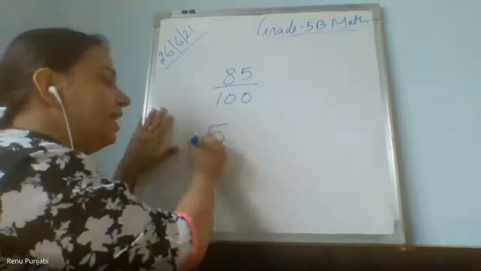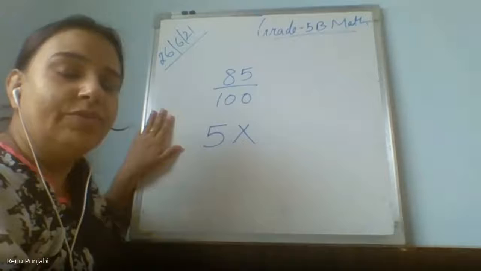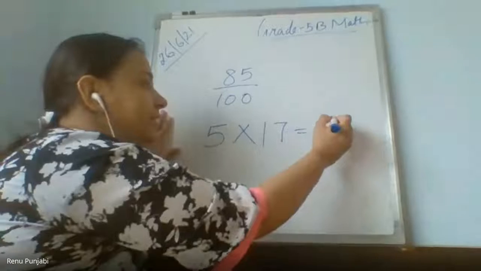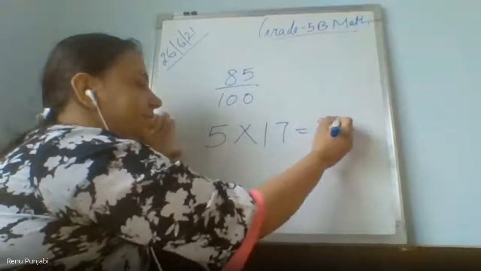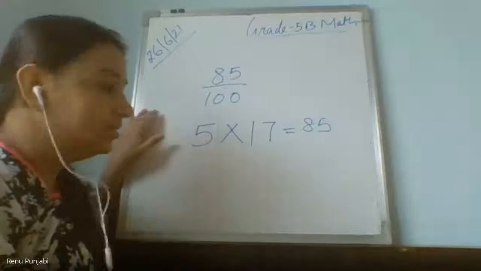How many times does 5 go into 85? In the table of 5, how many times 85? 17. Very good. And we get the 85. Now, Ayush, please pay attention. I'm explaining the concept again.